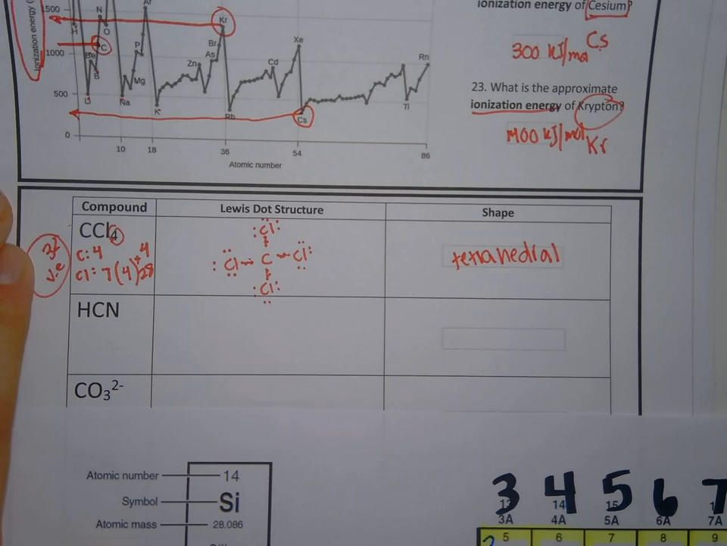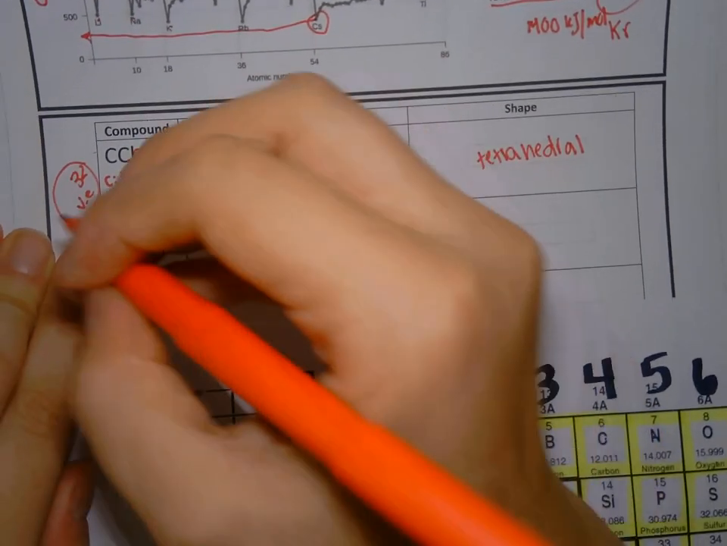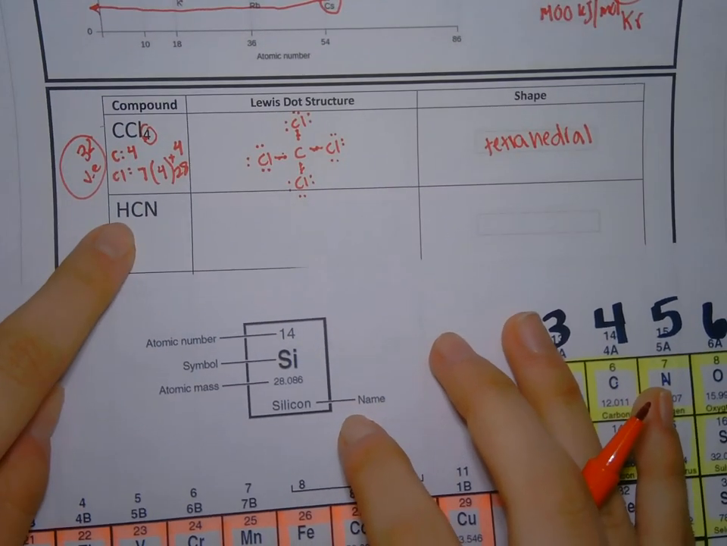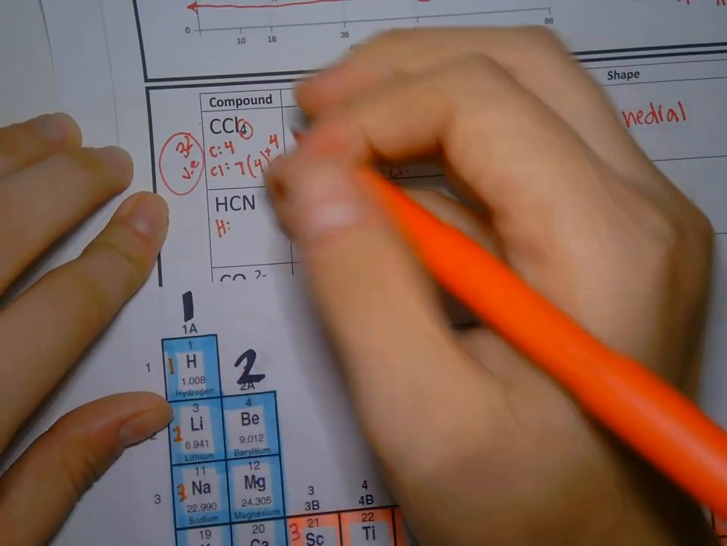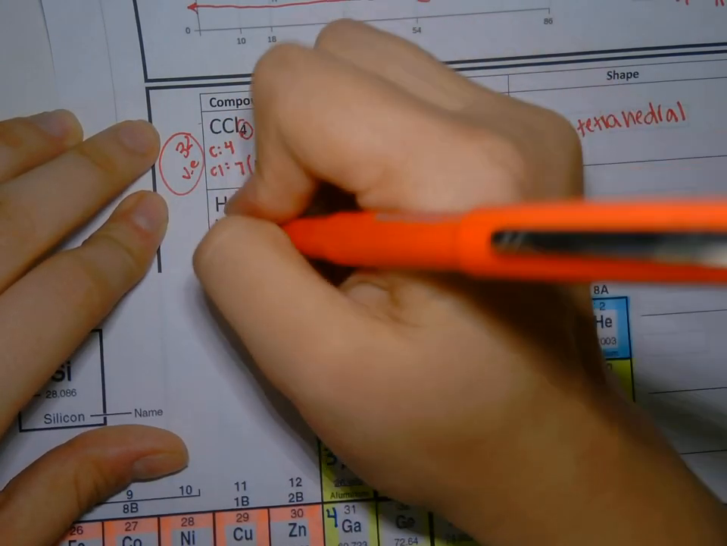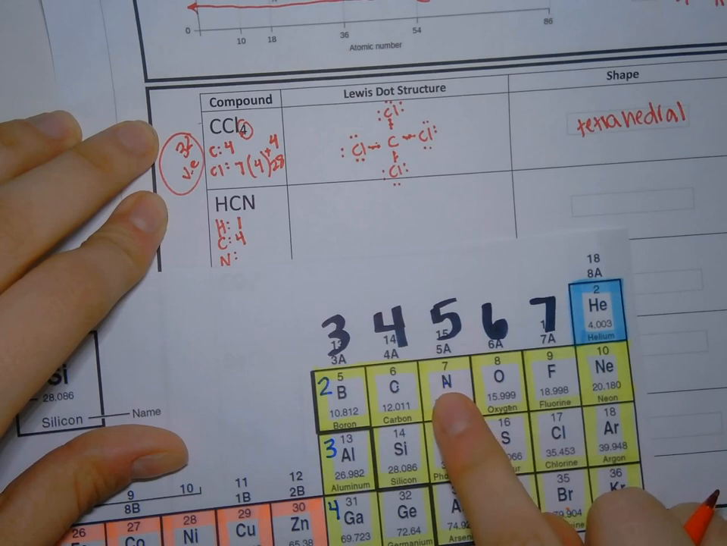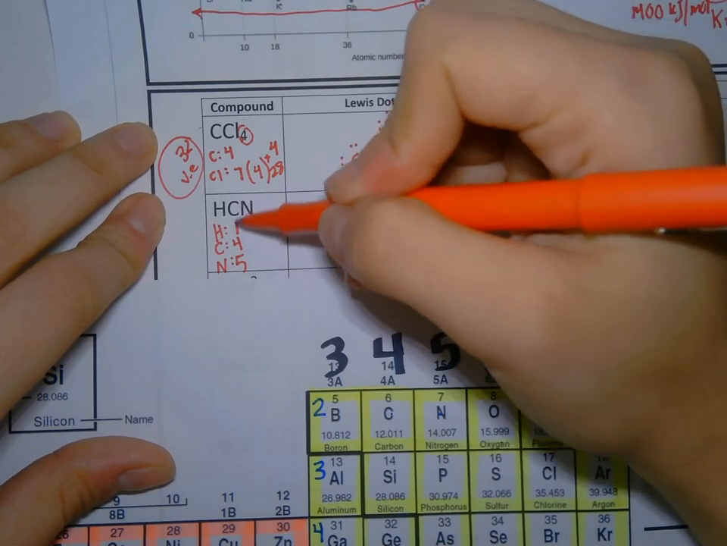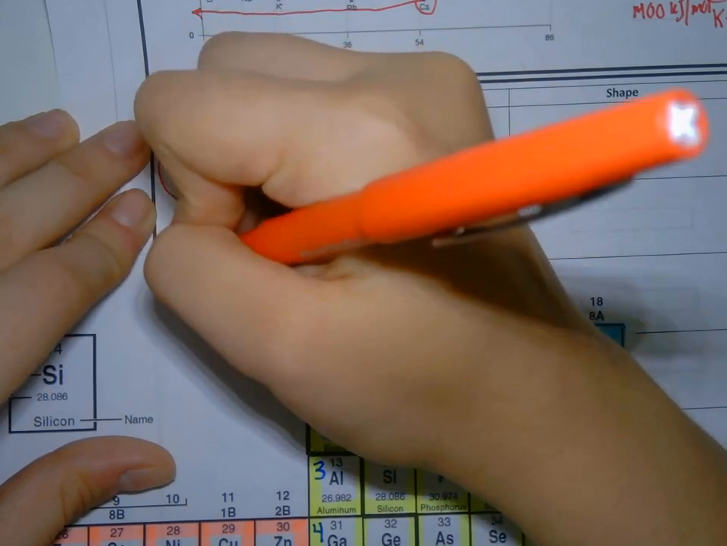Alrighty, gonna move on to this next one. So I have HCN. So I have 3 different atoms instead of just 2, which is what you're used to. So H, I have to figure out the number of valence electrons. H is in group 1, so it has 1 valence electron. Carbon is in group 4, so it has 4 valence electrons. And nitrogen is in group 5, so it has 5 valence electrons. So now there's 1 of each, so I don't have to multiply anything, and now I can just add. 1 plus 4 is 5, 5 plus 5 is 10. I have a total of 10 valence electrons here.